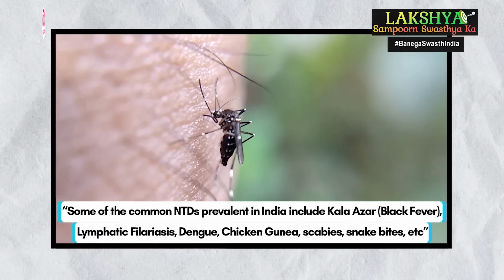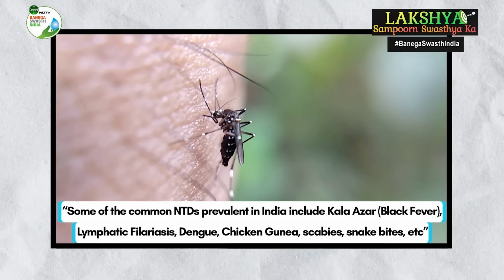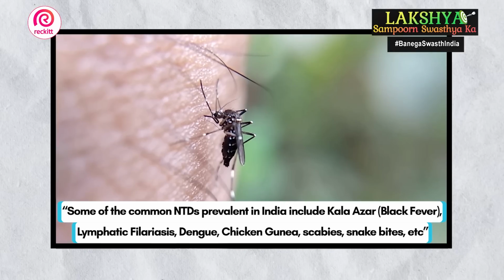So what are those 4-5 neglected tropical diseases or conditions that are most common in India? Yeah. In India, we have a number of diseases that I'm going to name. The common ones are, for example, Kala-Azar, which we call visceral leishmaniasis. Black fever, exactly. Yes. We have lymphatic filariasis, commonly known as elephantiasis. Then we all know soil-transmitted helminths, the worm infestation. We also have dengue and chikungunya, and scabies, and snake bite. So these are the common ones.